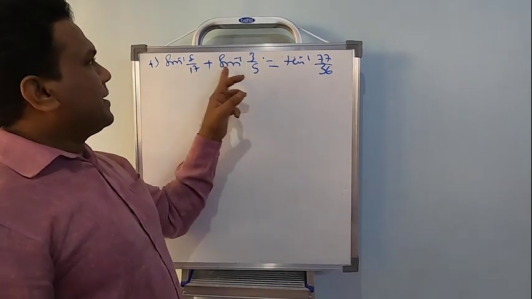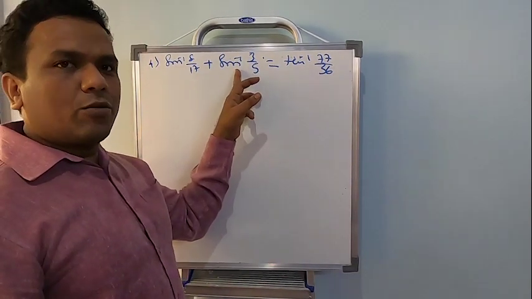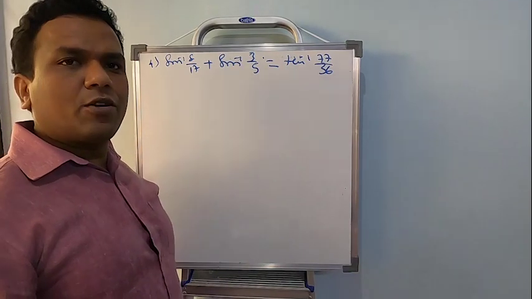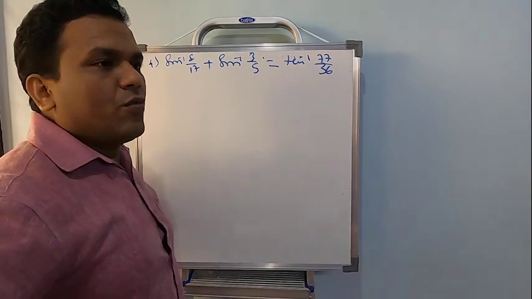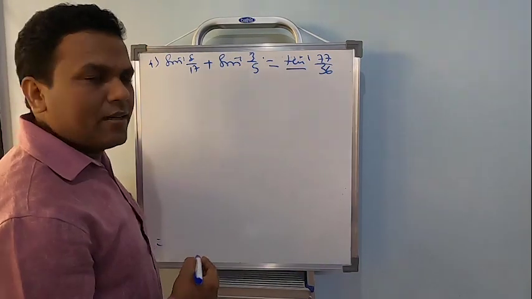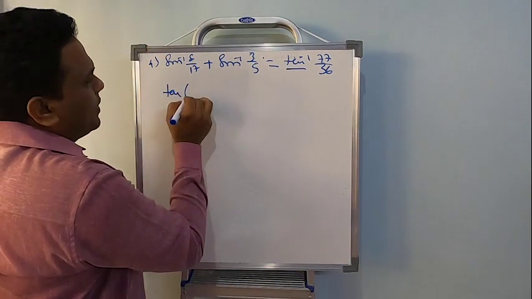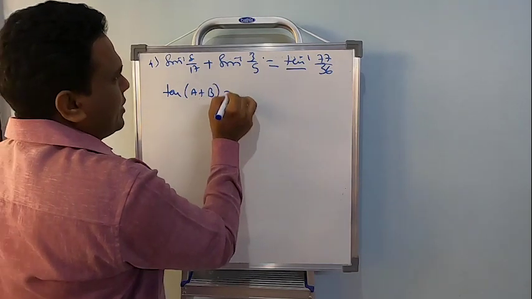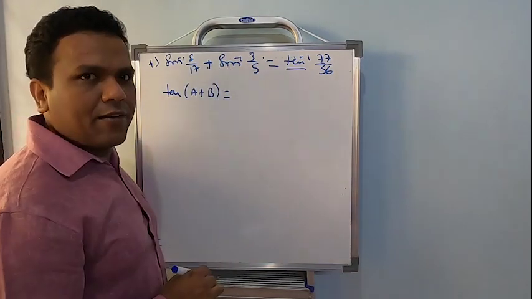Both my left hand side terms are in terms of sin inverse. My required answer is in terms of tan inverse. So which formula can I apply? Since my required answer is in terms of tan inverse, I will take the help of tan of a plus b, because the left hand side has a plus sign.